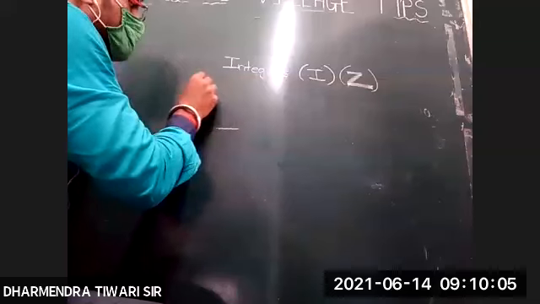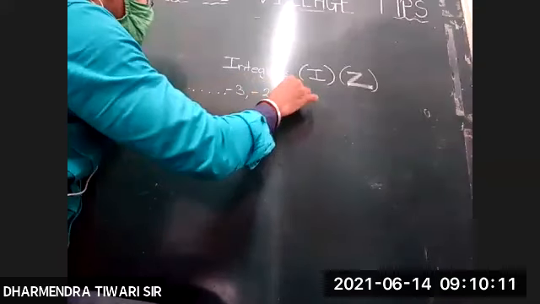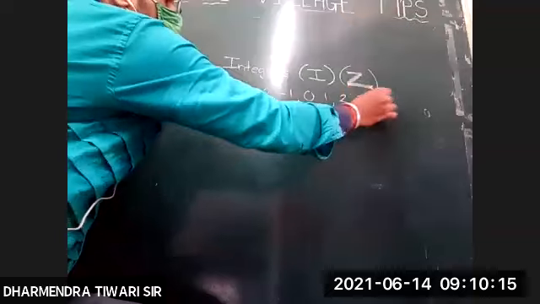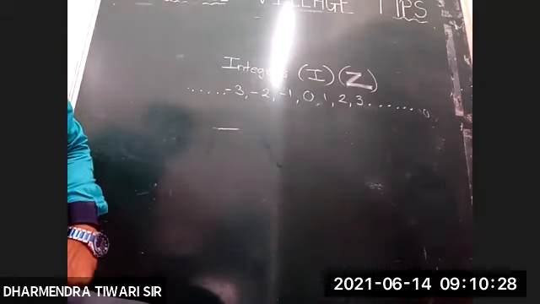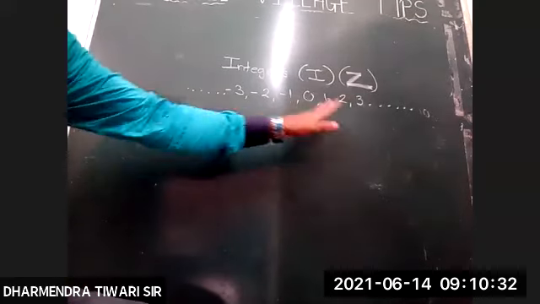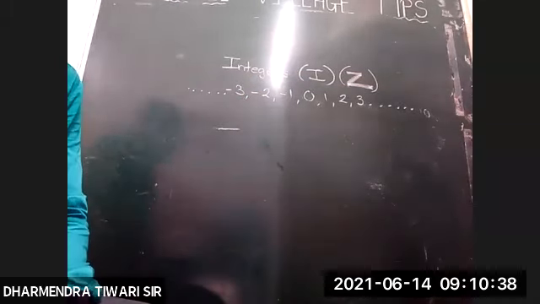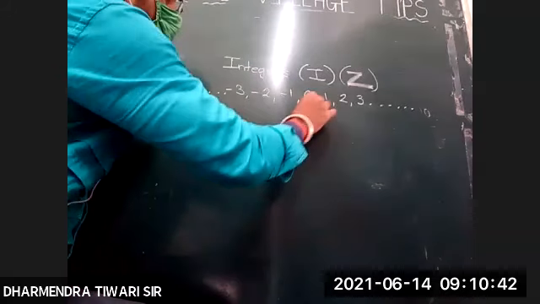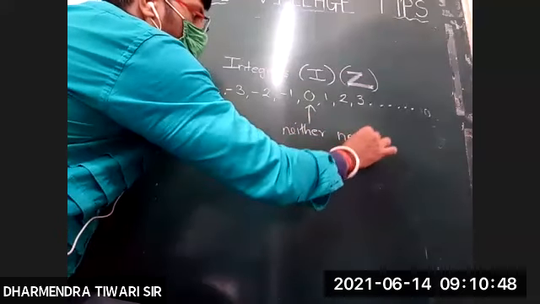In integers, the numbers start from minus infinity, meaning the negative numbers also do not end, going to minus 3, minus 2, minus 1, 0, 1, 2, 3, and so on. So these are all the numbers included in integers. Now, what is the observation regarding these integers? The observation is that it includes positive numbers as well as negative numbers, and zero. Zero is neither negative nor positive. We should remember this.